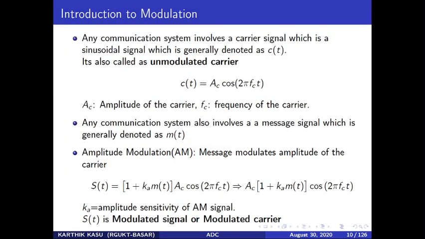Now, to carry out modulation, we need a carrier. That is very important. Generally, the carrier will be denoted with c of t, and it will be a sinusoidal signal. In this case, it is Ac cos 2 pi fct. Ac is the amplitude of the carrier. Fc is the frequency of the carrier.